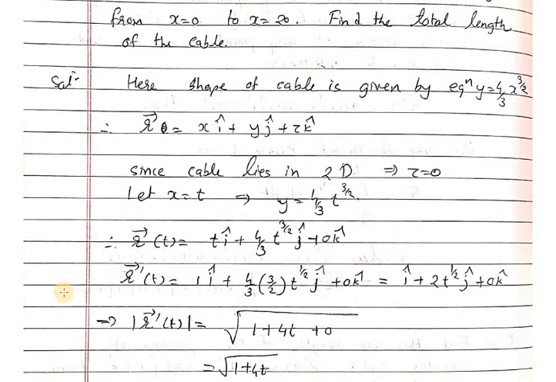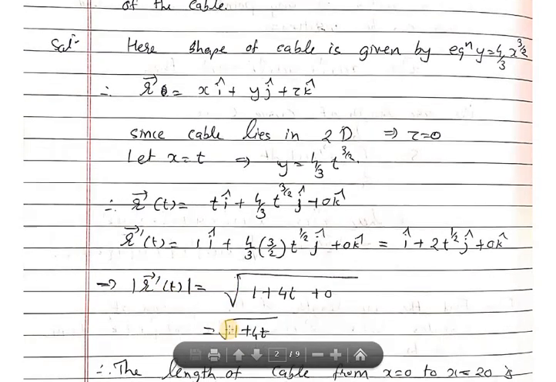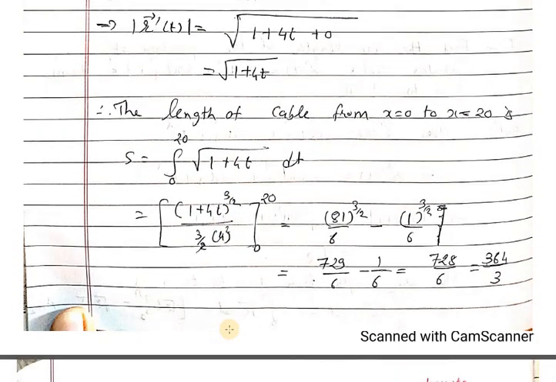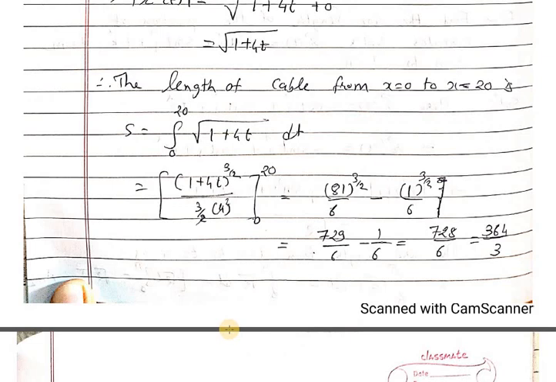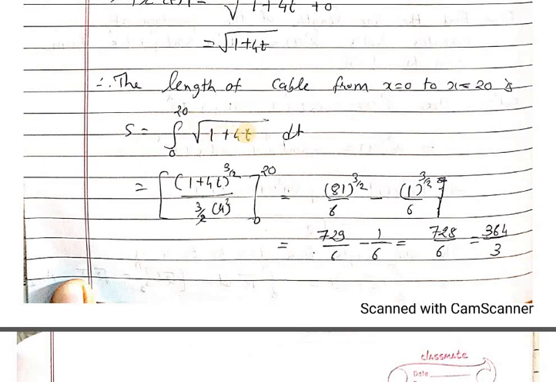plus 0 k. And therefore r' will be 1 into i + 4/3 into 3/2 t raised to 1/2 j + 0 into k. That is i + 2 root t j + 0 k. And that will give you mod of r'(t) equal to the square root of 1 + 4t. Now using the formula of arc length, we have S = integration 0 to 20 of mod r'(t) dt, but mod r' is nothing but the square root of 1 + 4t, dt.